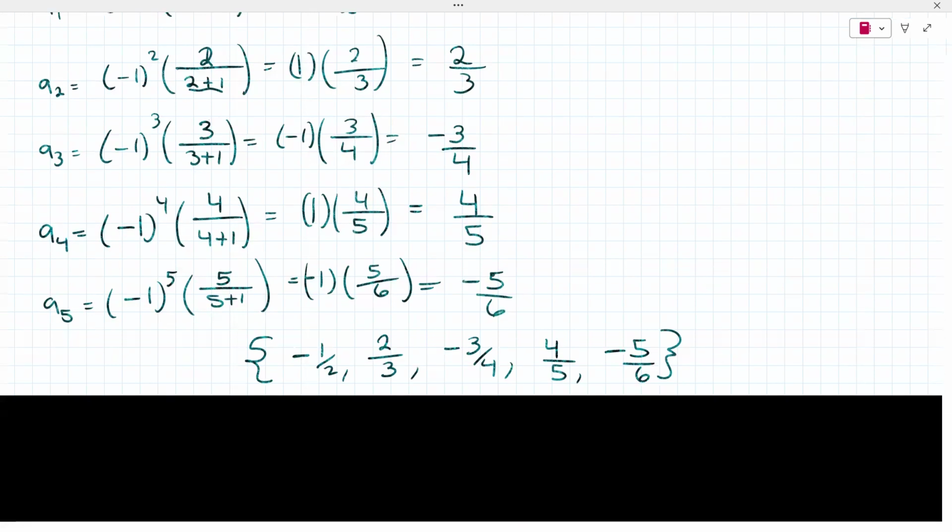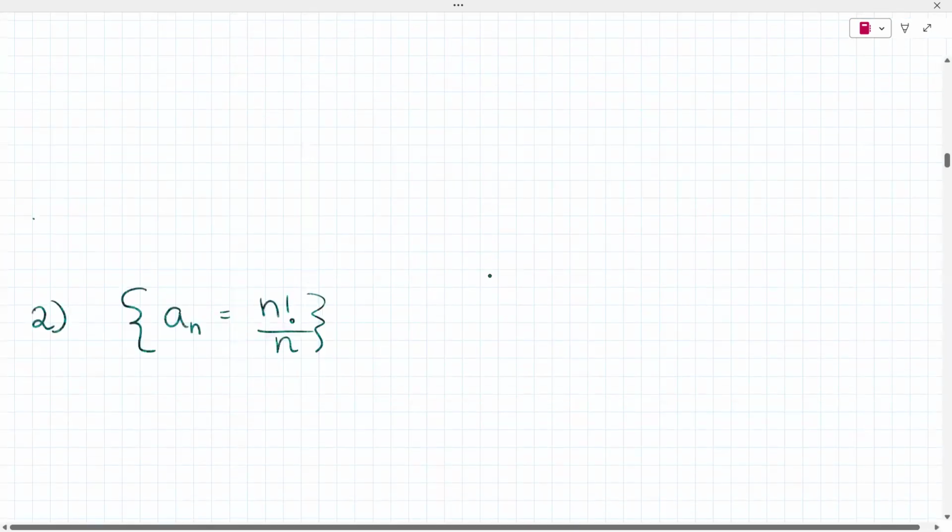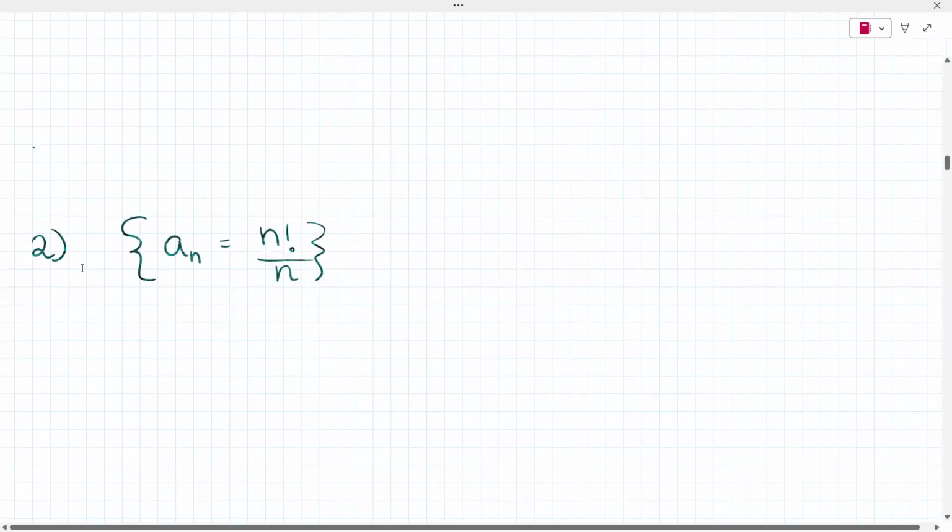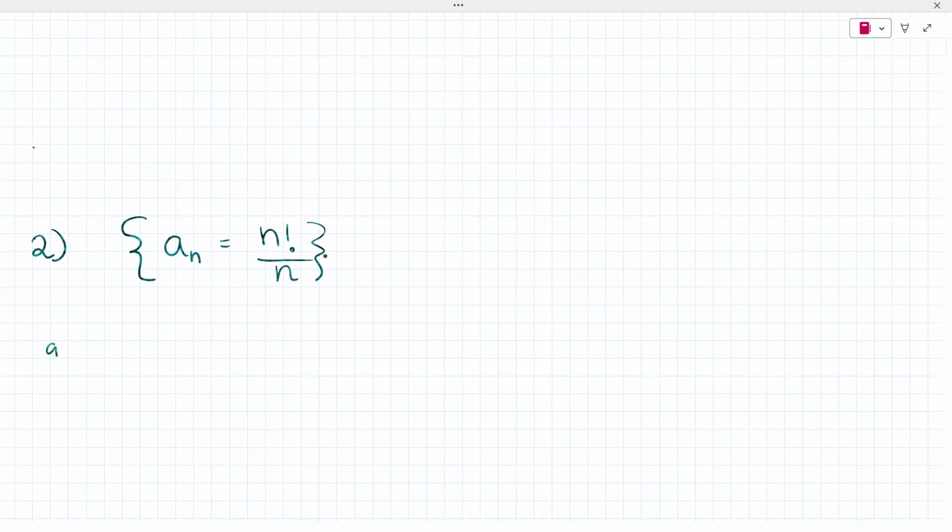Okay. Let's do example 2. Same idea, write out your first 5 terms. Your nth formula is a sub n equals n factorial over n. So first up, let's find the first term. It's going to be replace n with 1. So it's just going to be 1 factorial over 1. And 1 factorial is 1 times 1 over 1. And we know that 1 times 1 is 1 over 1, which is 1.